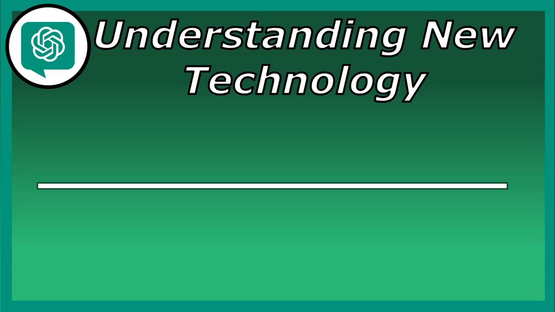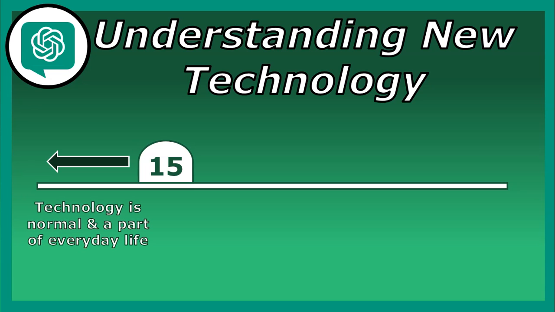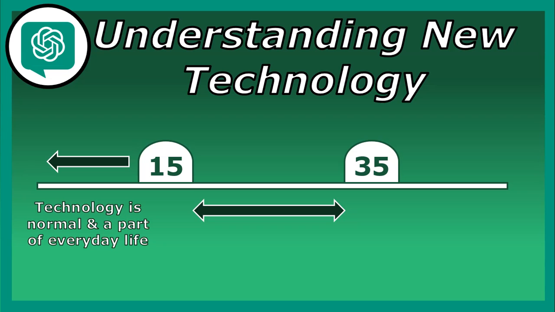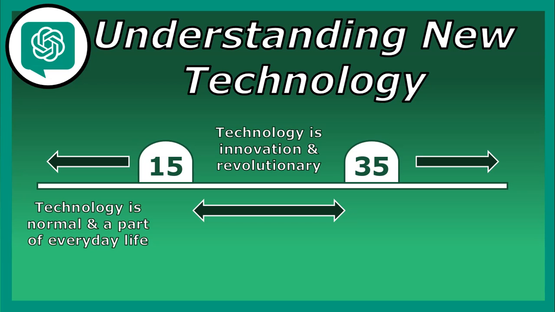Some people will be excited by these new technologies, while others will be concerned. So we need to understand how people respond to the new technology. Any technology that is created or exists before you are 15 is considered normal and a part of everyday life. Technology that enters your life between the ages of 15 and 35 is often seen as innovative and revolutionary to your life, while technology that is created after you are 35 tends to create uncertainty and possibly fear. The age ranges are not exact, and this is a major generalization.